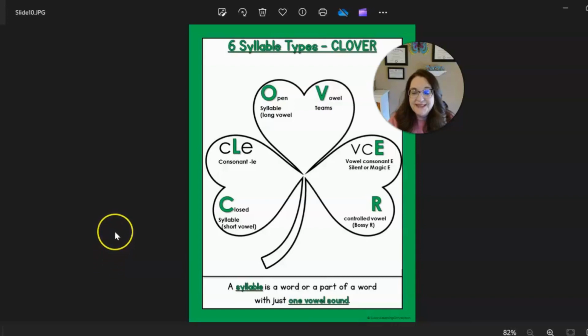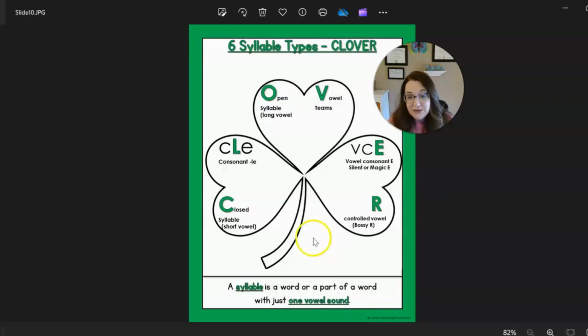Okay, we are back with the sixth type of syllable. Remember, a syllable is a word or part of a word with just one vowel sound. So how to remember the 6 syllable types? When we're reading words, we need to know the type of syllables we have, and then eventually we would have syllable division. How do we divide our syllables?